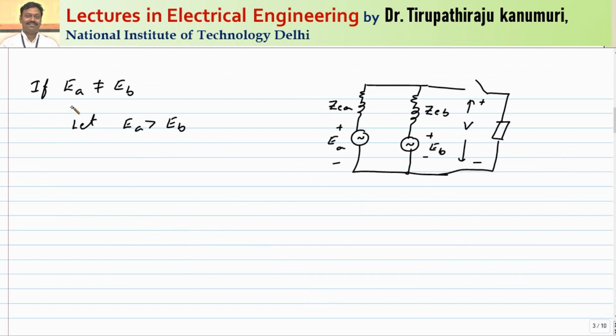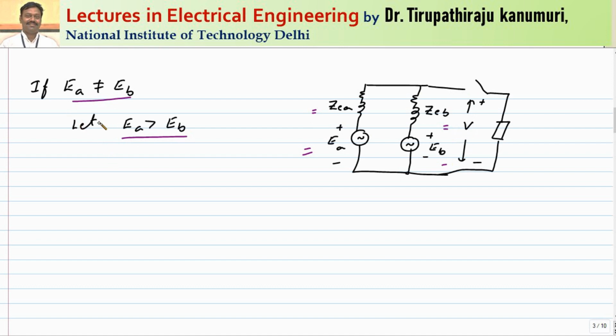So this I can represent in this form. If EA is not equal to EB, or let us take for example EA is greater than EB, what is going to happen? For that I am representing that equivalent circuit, so that can be represented in this form. EA is in series with ZEA, EB is in series with ZEB, and they are connected to the same terminal, and there is a load voltage V.